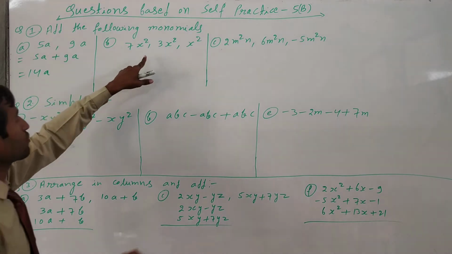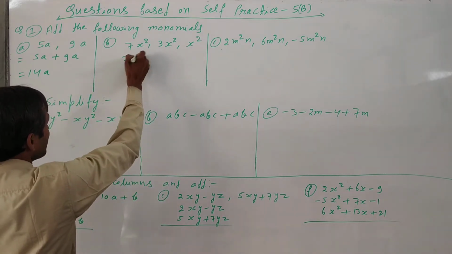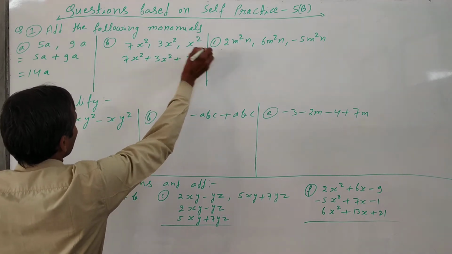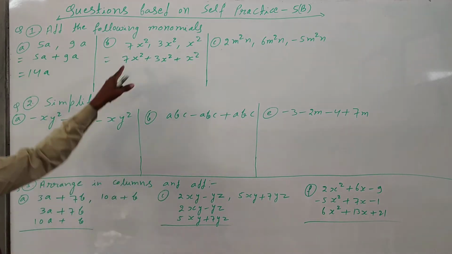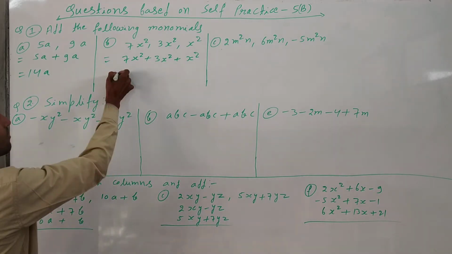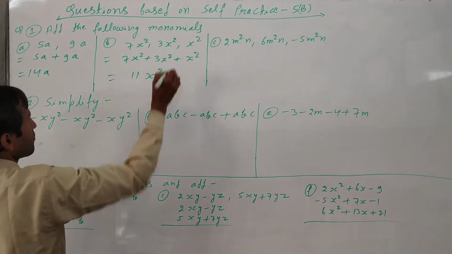Like that, this one you also have to do: 7x square plus 3x square plus x square. So we will add here 7 plus 3 is 10, 10 plus 1 is 11. So 11x square will come.